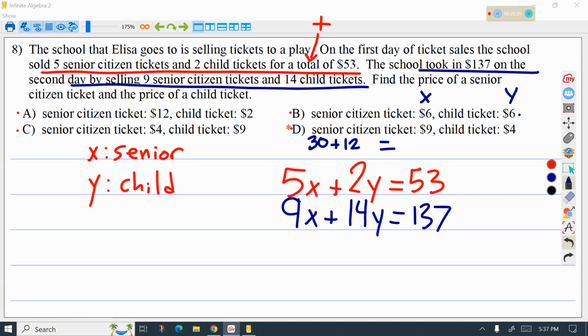So is this equal to 53? Because that's the number we're supposed to get. Well, I get 42, and 42 is not 53. So I know that this set of numbers doesn't make the red equation true, so that can't be right either. So I'll erase that one.